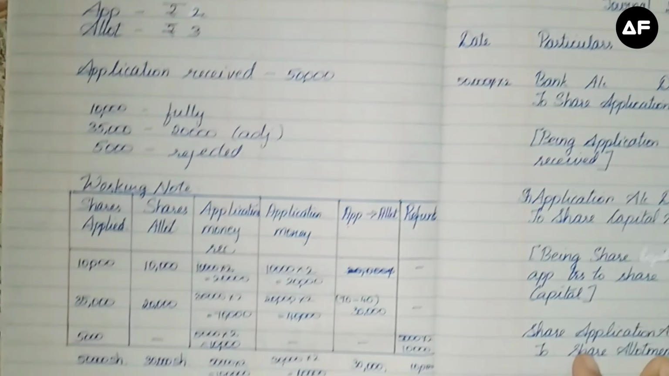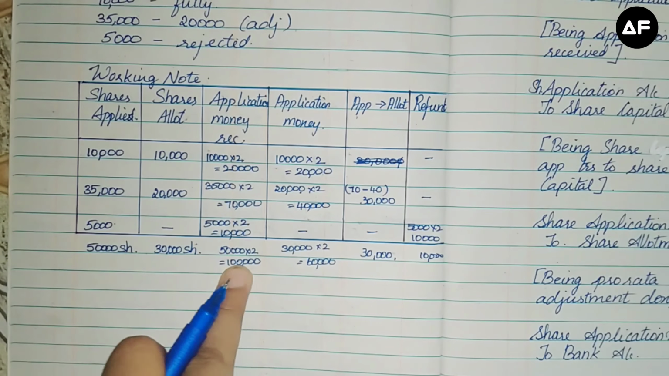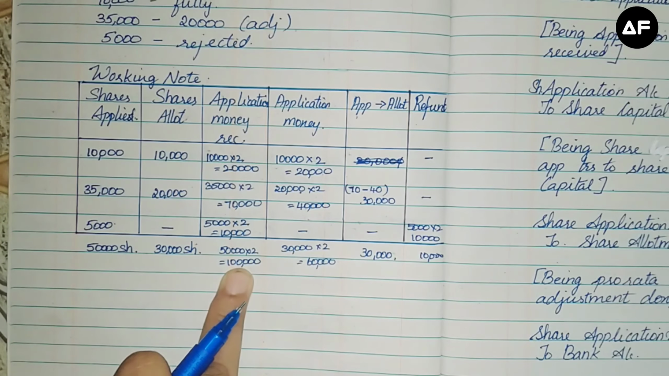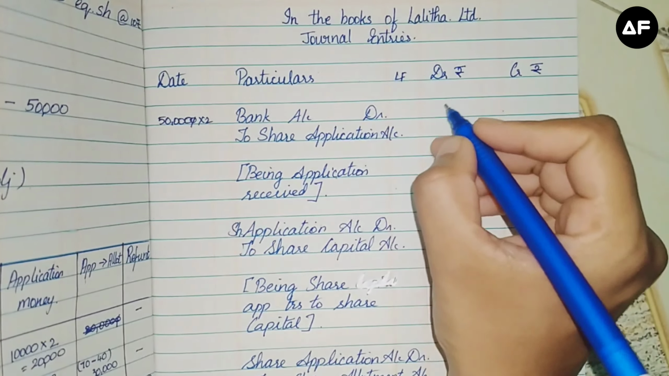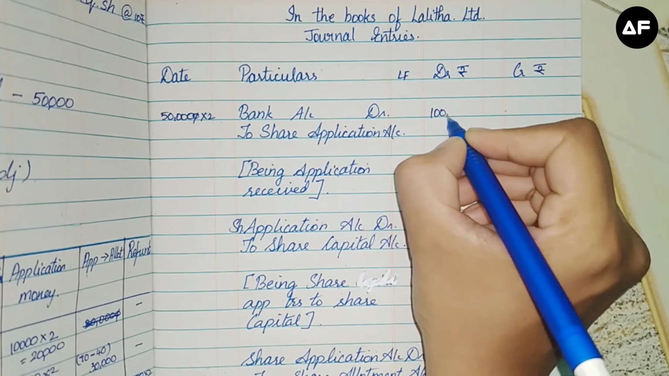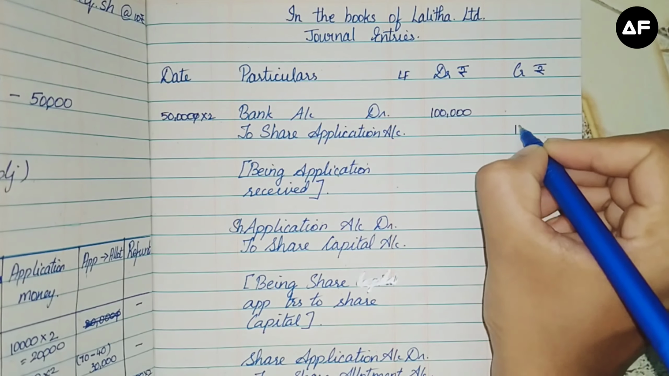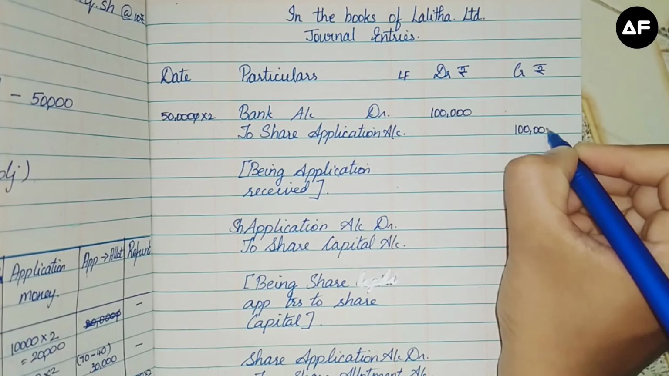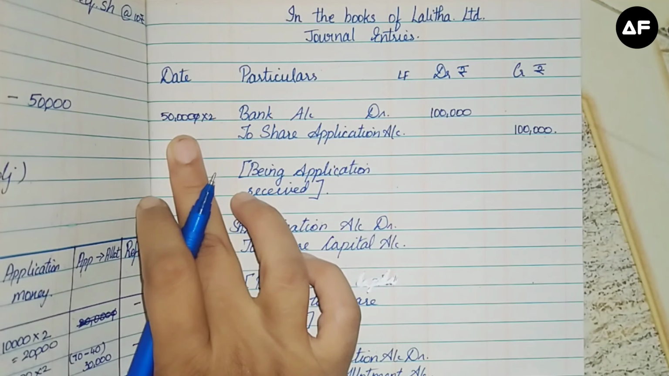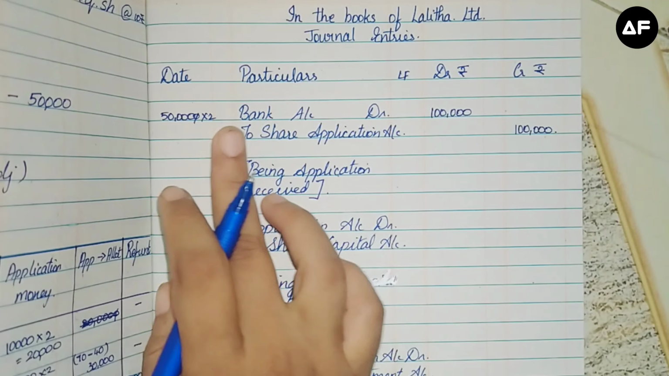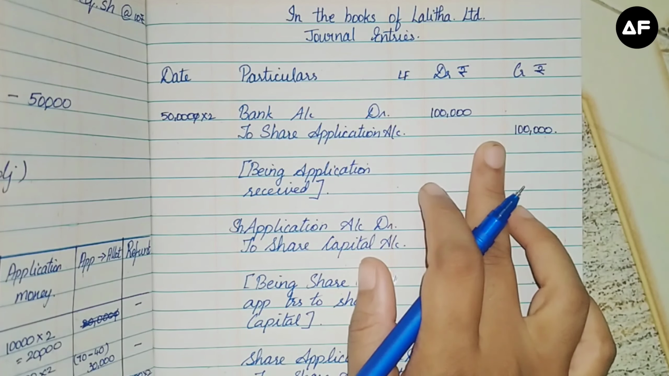Or we have already finished the calculation, that is 50,000 into 2. The third column gives you the amount, so 1 lakh. So that 1 lakh can be directly written here. However you understand and do this sum, it is correct. So we have received 50,000 shares from the public for 2 rupees application. So the total amount received was 1 lakh.